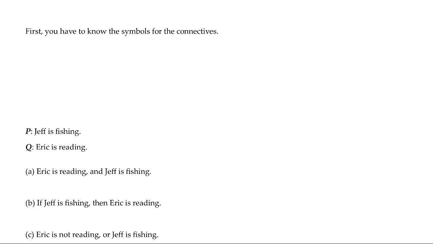And is the ampersand. You make the ampersand a line there, a little loop, and then a big loop. Okay, then or is the wedge. If then is the arrow. If and only if is the double-sided arrow. And not is this symbol.